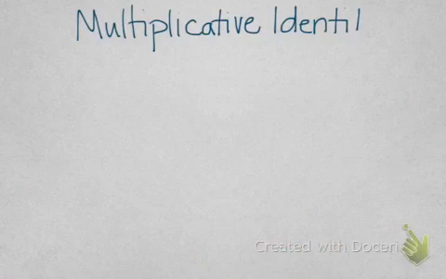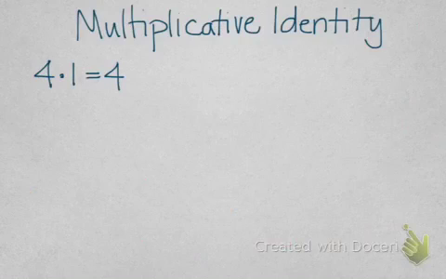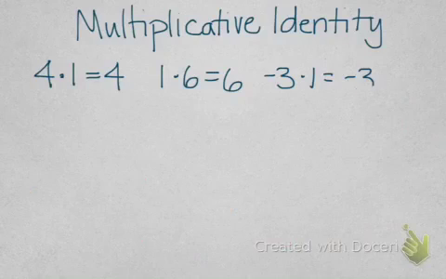Okay, so now we'll talk about the multiplicative identity. When we're talking about real numbers, the multiplicative identity is what number you multiply by to always get the same number. So in the real numbers, the multiplicative identity is 1. We can multiply by 1, and we'll always get the number that we started with.